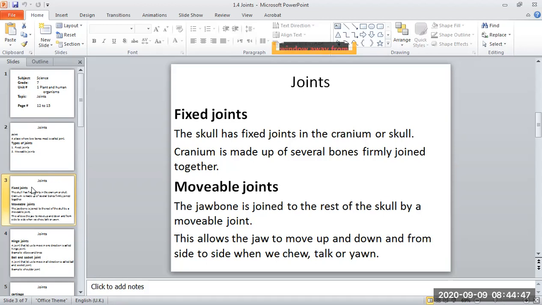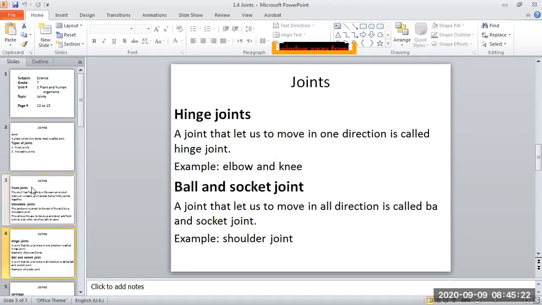And then number two, movable joint. For example, the jawbone is joined to the rest of the skull by a movable joint. This allows the jaws to move up and down and from side to side when we chew food, when we talk to someone, and when we yawn. Okay, this joint is called a movable joint.